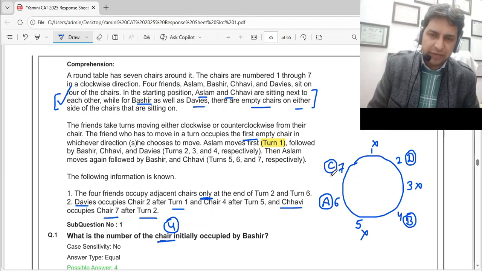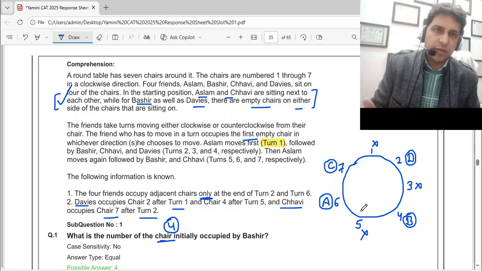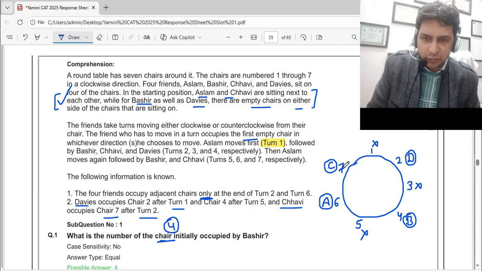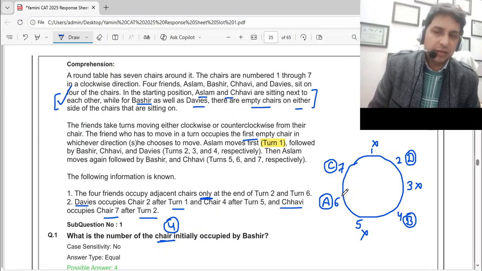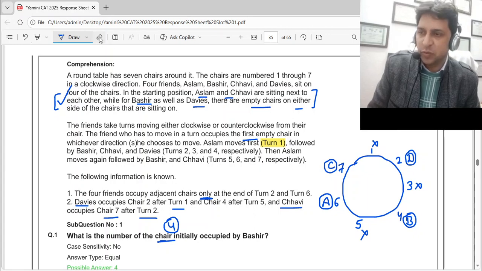Now Aslam can move to 5 or Aslam can move to 1. We need to make sure that all the 4 friends are all together after turn 2. That means A and B have the chance to move and they all should be together. Now how can they be moved? If A comes at 5 and B comes at 6, there's still a space between C and D. So that has to be filled anyhow. So first of all, this space has to be filled. Now that can be filled only by A, not by B. That means A has to move towards chair number 1. So let's remove A from here and move A towards chair number 1.